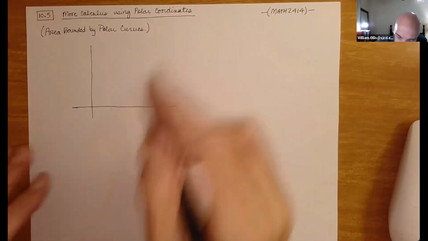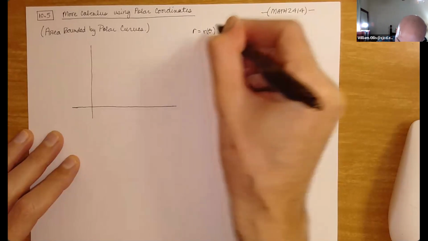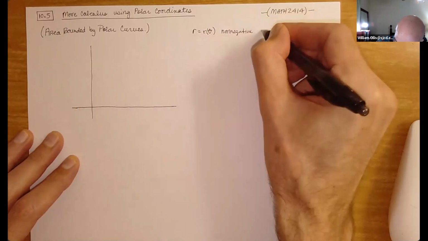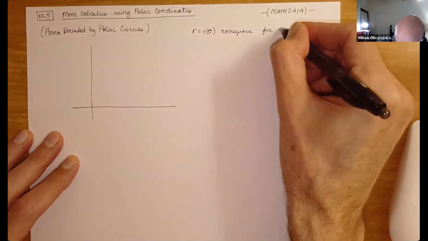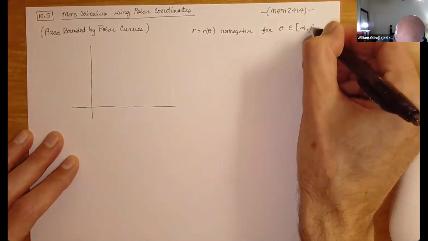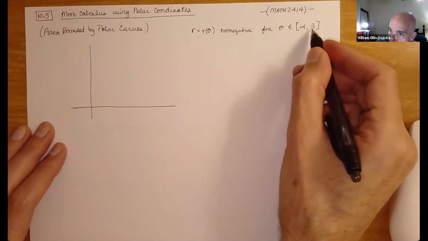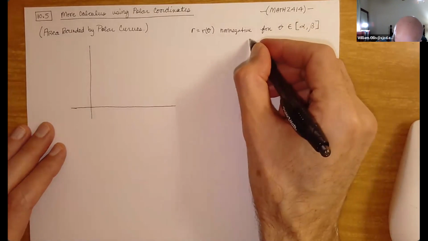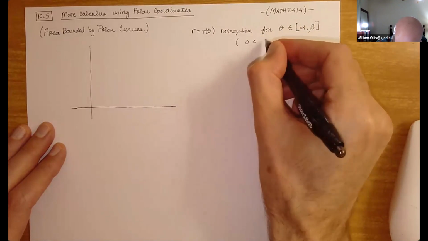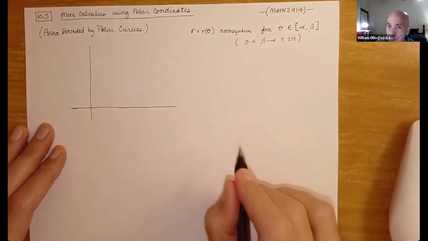So let's, for instance, think that we have a polar curve that's non-negative for theta, and the letters we usually use are alpha and beta. Basically what this means is that the difference is not going to exceed 2 pi. So here's our little restriction: beta minus alpha will not exceed 2 pi.